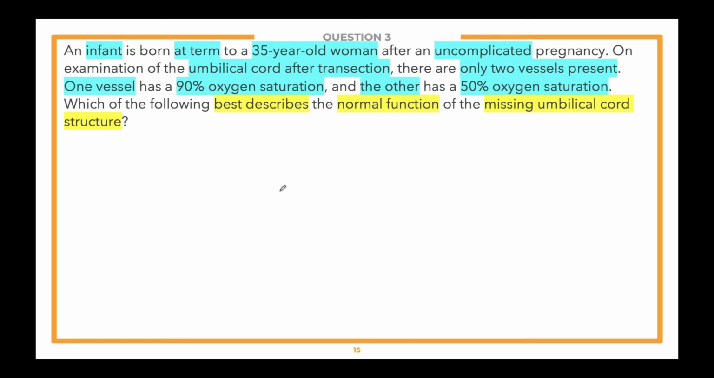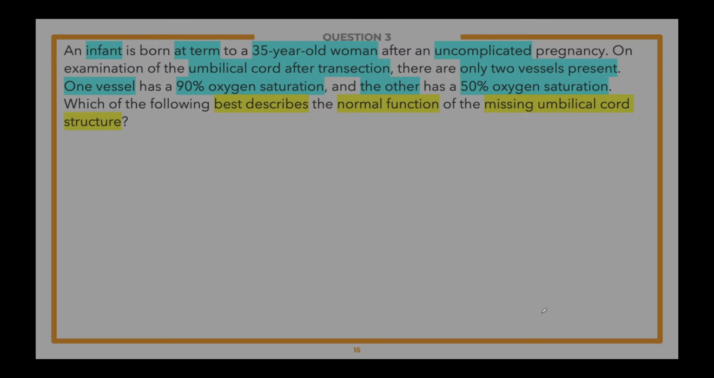So in this case, they're telling us about the umbilical cord and specific vessels, okay? And they're telling us about different oxygen saturations in those vessels. So you can tell this is kind of a physiology anatomy type question with the reproductive system, okay? So then they're asking us about what would best describe the normal function of the missing umbilical cord structure, okay? So one, I think we've got to figure out what is that missing umbilical cord structure? And then 2, what is the normal function of that structure? So I think we've got a nice 2-step question here, okay?